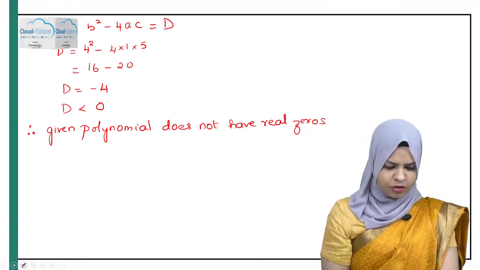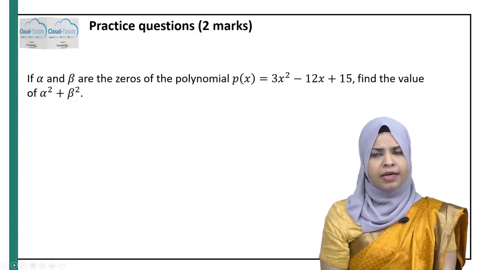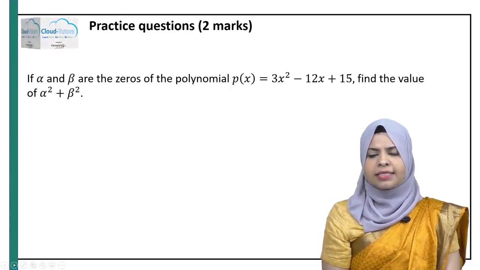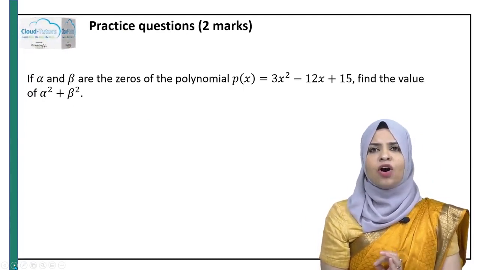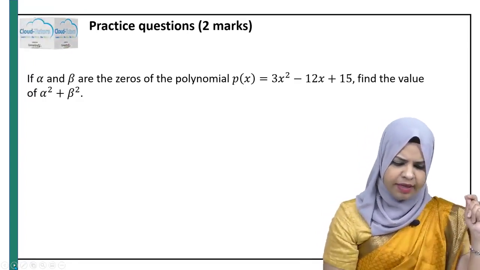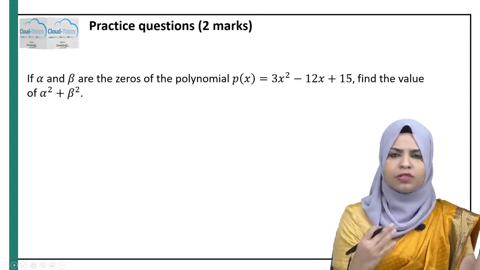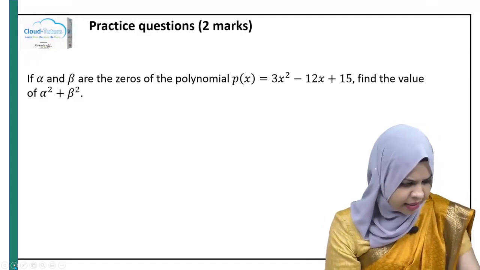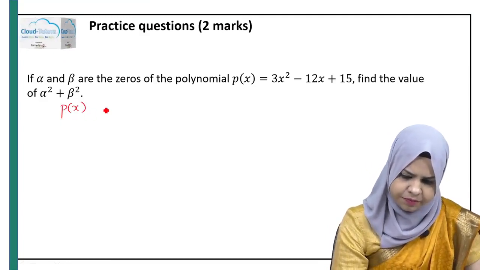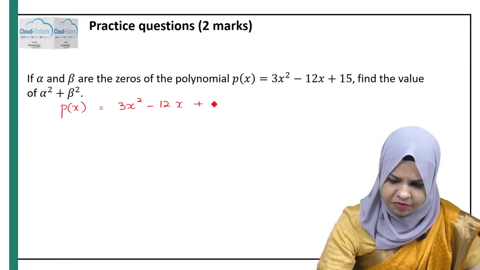All right. So let's move on to the next question now. If alpha and beta are the zeros of the polynomial, p of x is equal to 3x square minus 12x plus 15, find the value of alpha square plus beta square. Now here alpha and beta are the zeros of the polynomial. So let's do it. P of x is equal to 3x square minus 12x plus 15.